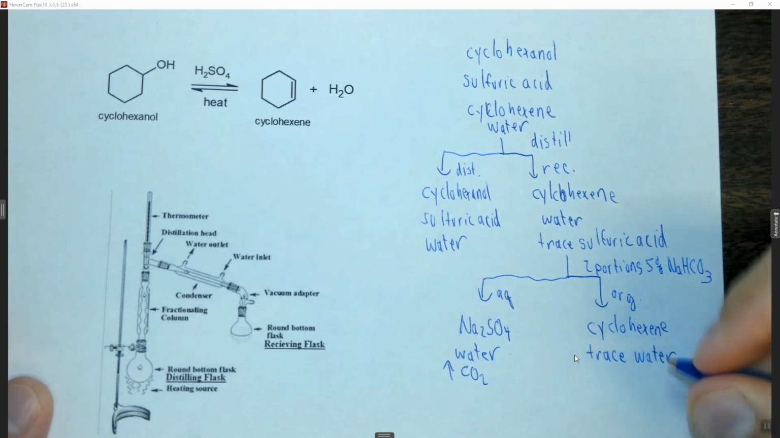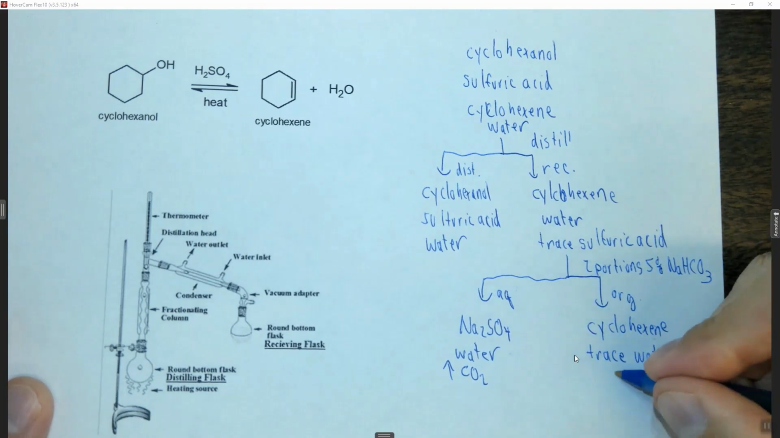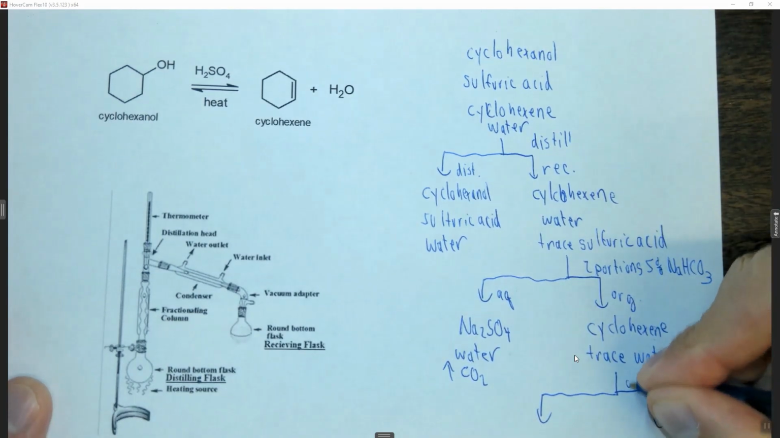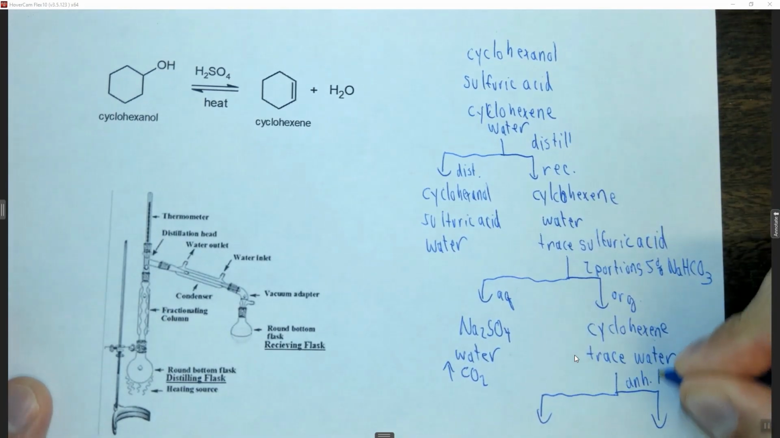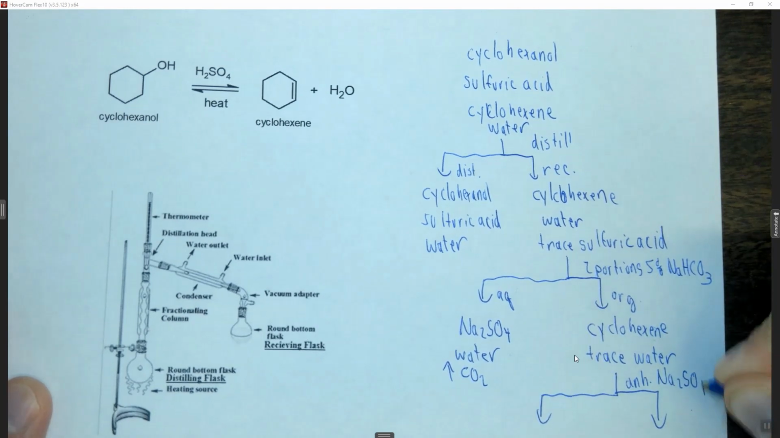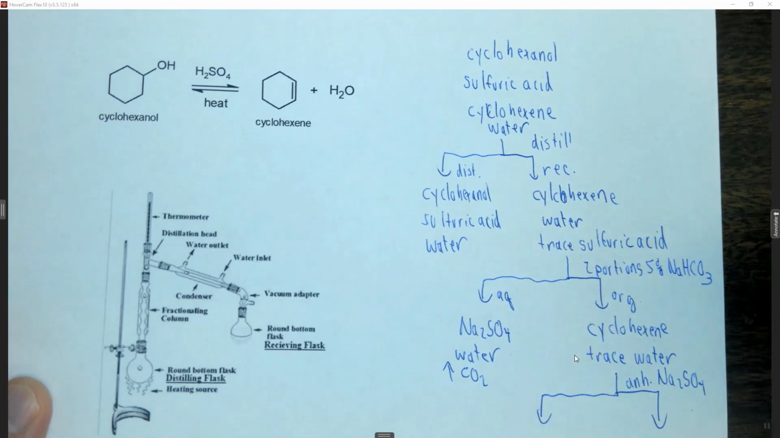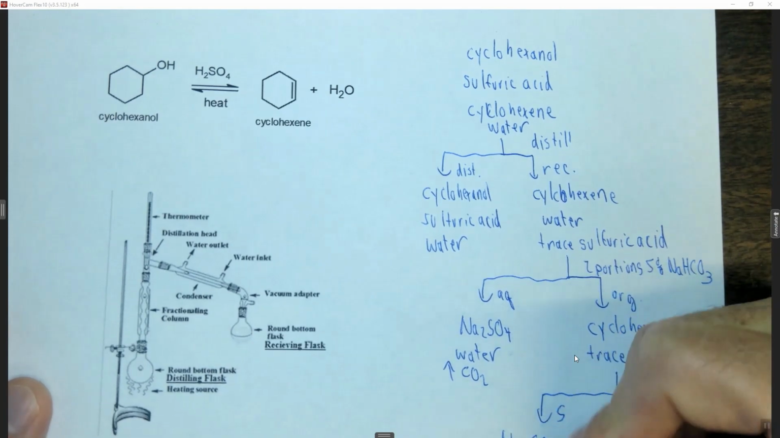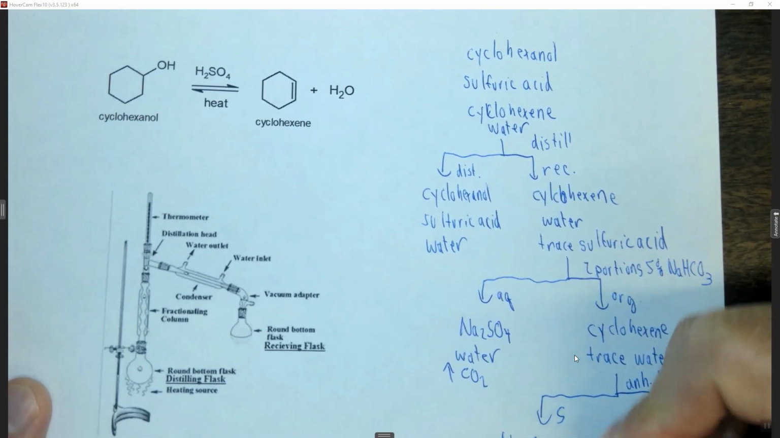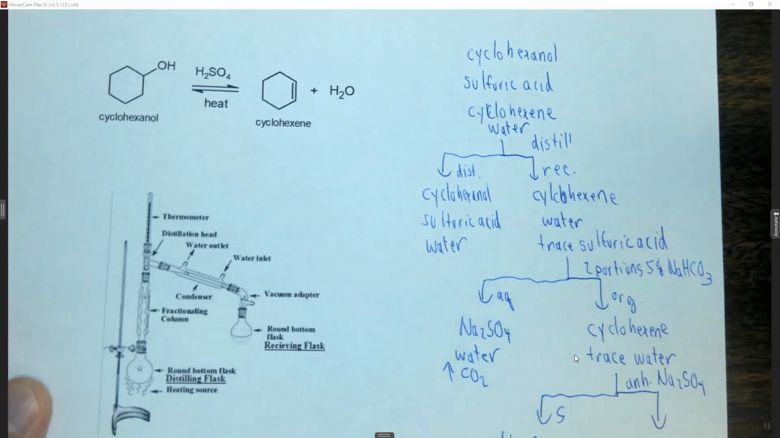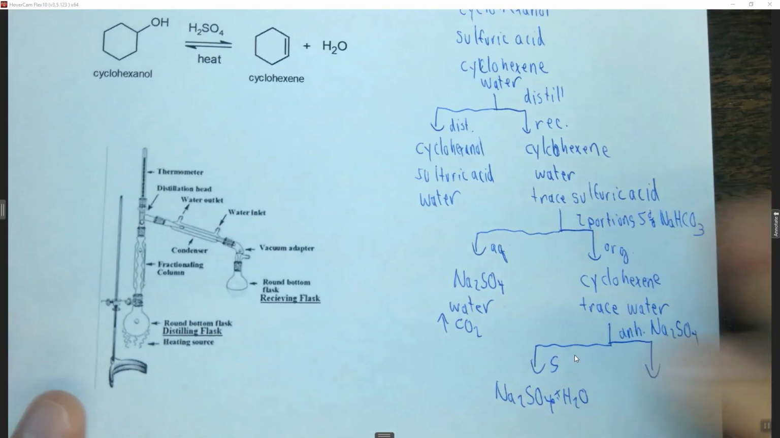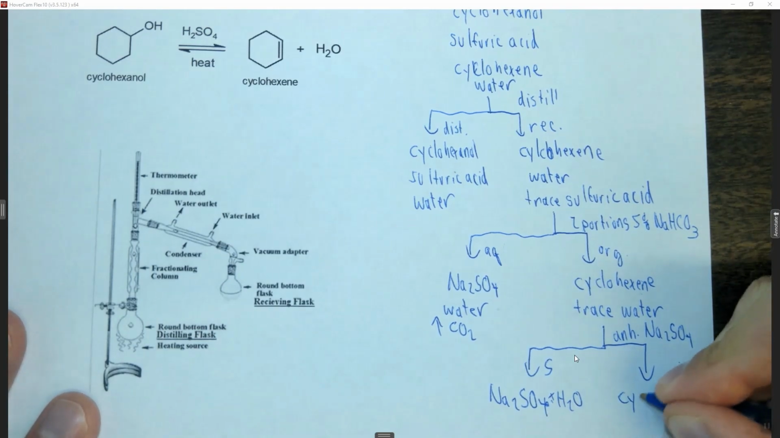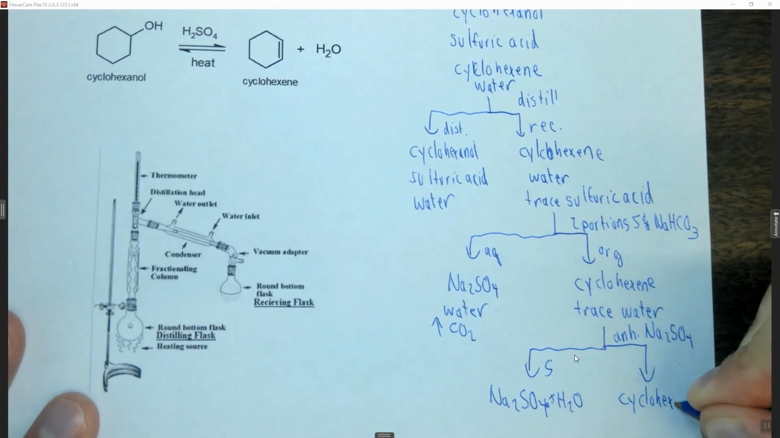Okay. Finally, what you're going to do is dry this with your anhydrous Na2SO4, your drying agent, your anhydrous sodium sulfate. You're going to have a solid, which is Na2SO4, and some number of water molecules. I'm going to put X water molecules coordinated to it. Sorry, you can't see that. Okay. And then over here, you should have your nice dry cyclohexene.